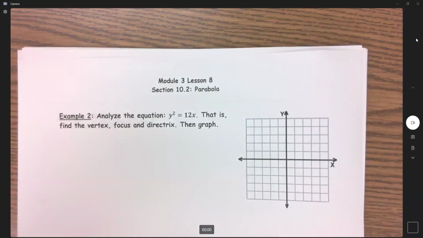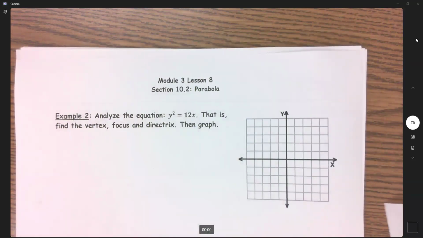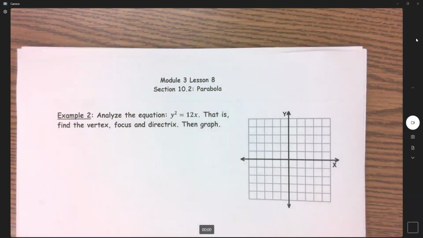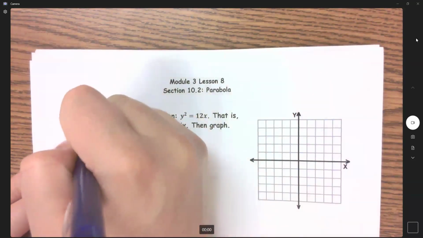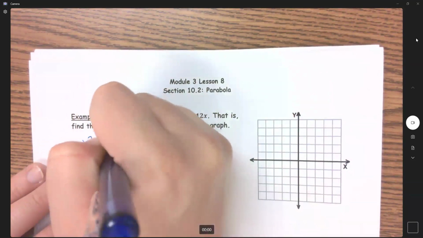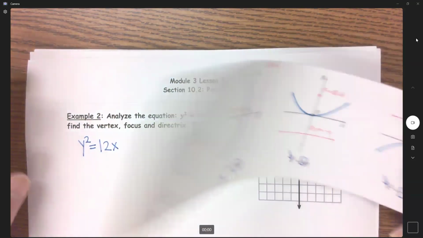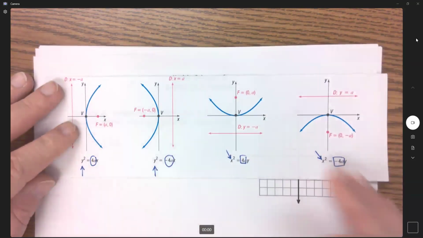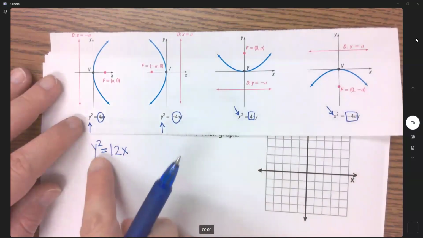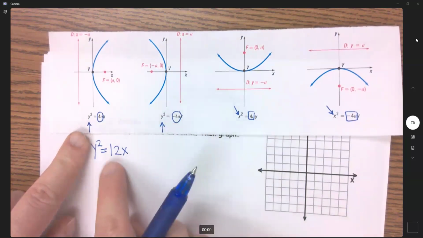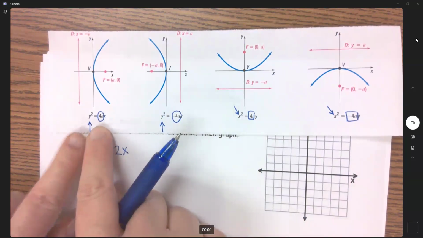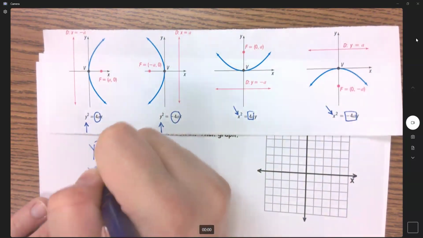So analyze this equation: y squared equals 12x. And that is, find the vertex, the focus, and the directrix, and then graph. Okay, if this is my equation, I'm just going to go ahead and write it down here. I need to compare this with the equation that this one is representing. So if I have a y squared, that tells me I'm using one of these two. And because this coefficient is positive, I'm using this one right here. So I'm going to write this formula right here below it.